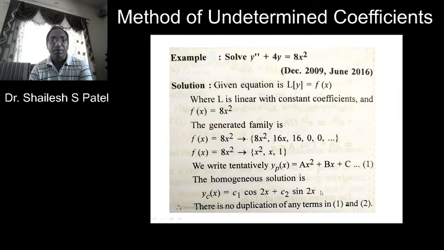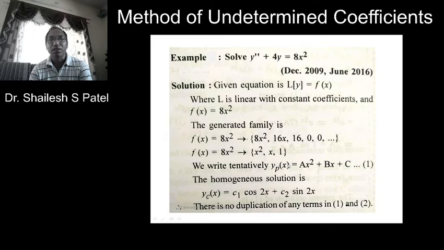Now we will verify whether there is duplication between the terms of y_p and the terms of y_c. In y_p we can see that there are three terms, x square, x and 1. And in y_c(x) there are two terms, cos 2x and sin 2x. So we can see obviously there is no duplication. No duplication, so we will keep y_p(x) as it is, which is written in equation number 1. Now we put y_p(x) in the given equation, that means y double dash plus 4y.